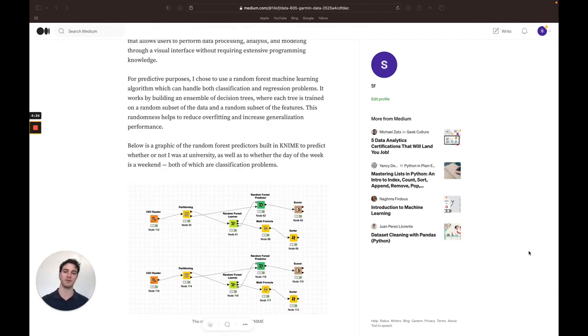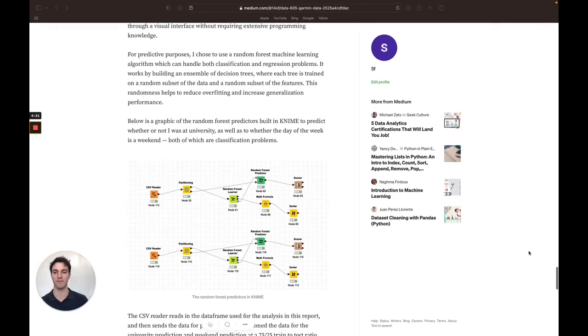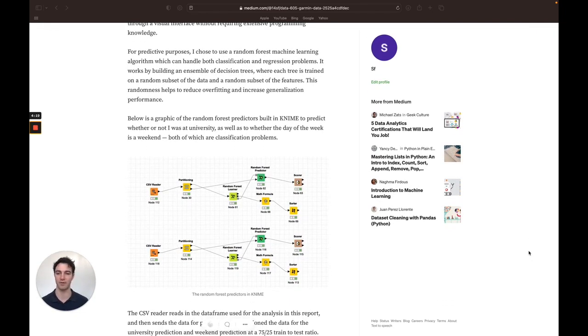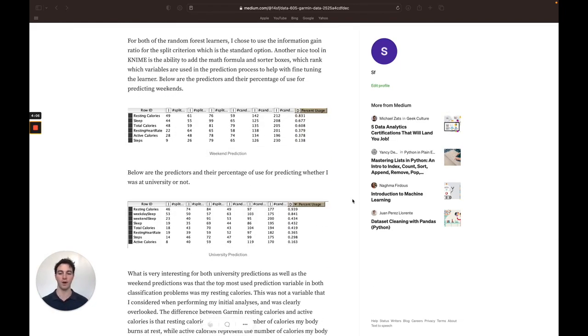For predictive purposes, I chose to use a random forest machine learning algorithm. It can handle both classification and regression problems, but here I was just performing classification. One of the things that I was really interested in that KNIME allows you to see quite easily is which predictors are being used what percentage of the time when it's making predictions. So the first plot here, I can see that resting calories are being used the most to predict whether or not it's a weekend. And for university, resting calories again is being used the most, followed by the sleep I was getting during the week.